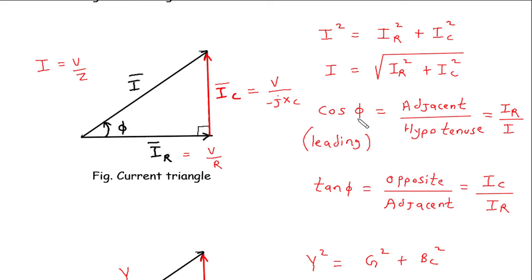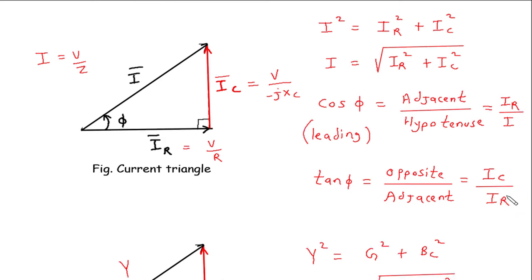Now cos phi is equal to adjacent side upon hypotenuse. So here the adjacent side is IR and the hypotenuse is this I phasor. So cos phi is equal to IR by I. Now this cos phi is the power factor, and the power factor will be leading because of the capacitor. Then tan phi is equal to opposite upon adjacent. So here opposite is IC and adjacent is IR. So tan phi is equal to IC divided by IR.